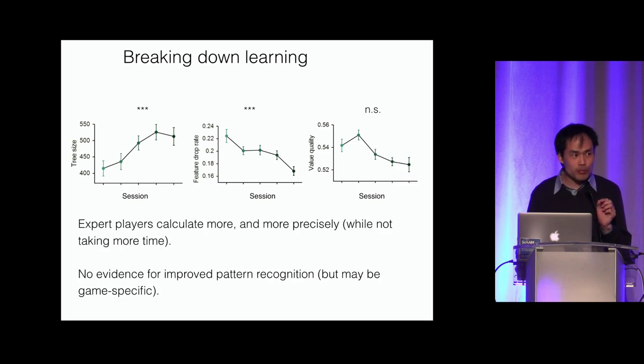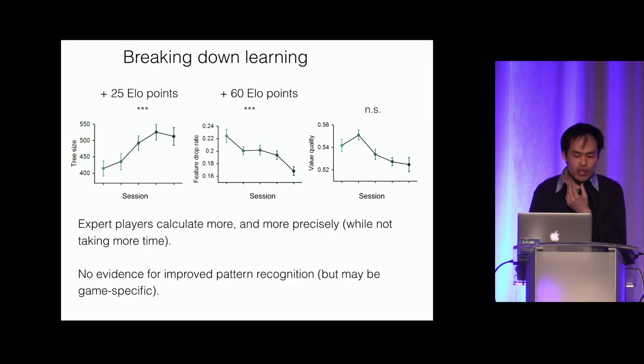Now, I don't want to be too strong on that point because that might very well be game dependent. Because if you learn chess, it takes much longer to know the rules. It takes much longer to understand what features are relevant in a given board position. So the absence of evidence in this game is not evidence of absence in this game, and it's also not evidence of absence in any other game. But we find very robust results on tree size and feature drop rate. And as it turns out, the feature drop rate, this attentional factor, seems to be most responsible for the increase in playing strength over the 5 sessions.